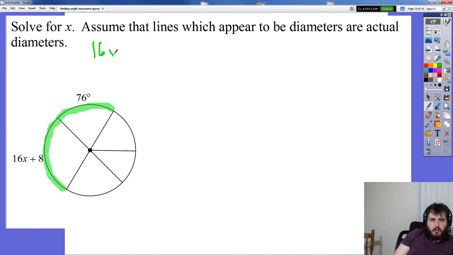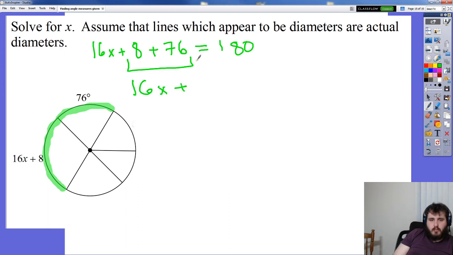16x plus 8 plus 76 equals 180. Combine your like terms. What is that? 84, right? 76 plus 8 is 84. Let's hope so. 76 plus 4 is 80, plus 4 more is 84. All right, awesome. We did it.